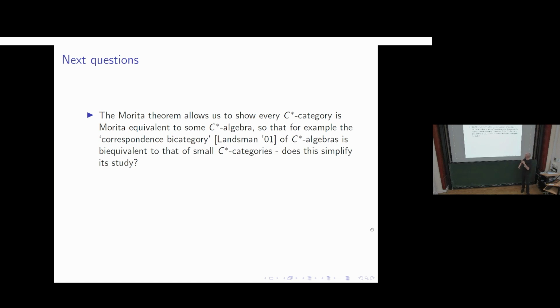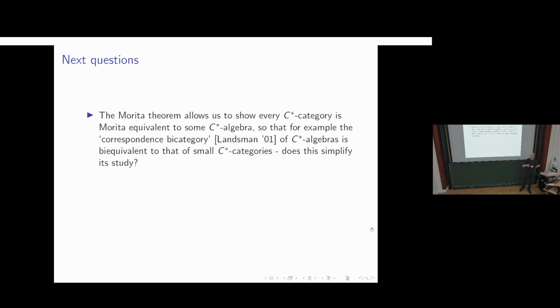So this means that the correspondence bicategory of C-star algebras is bi-equivalent to the correspondence bicategory of C-star categories. For people who haven't seen that before, it's just the bicategory given by 0-cells are algebras or categories in this case, 1-cells are bimodules, 2-cells are maps between bimodules. So this is an alternative characterization of that, because now you can say, oh, my objects are just C-star categories. So a question that you might ask about this, to which I don't know the answer, is does this simplify the study of that correspondence bicategory?